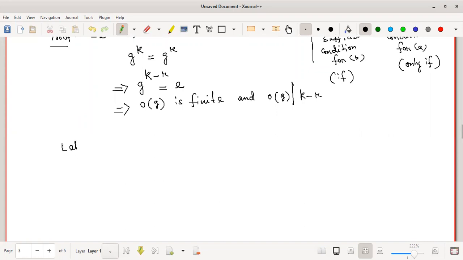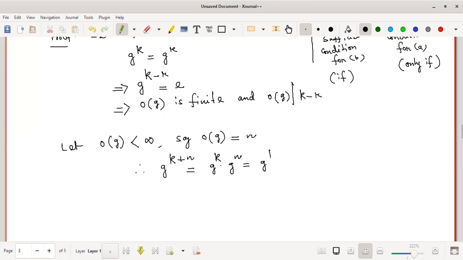Let the order of g be finite. Say the order of g is equal to n. Therefore, what about g to the power k plus n? g to the power k plus n is g to the power k into g to the power n. But g to the power n is identity because the order of g is n. So this is equal to g to the power k only.